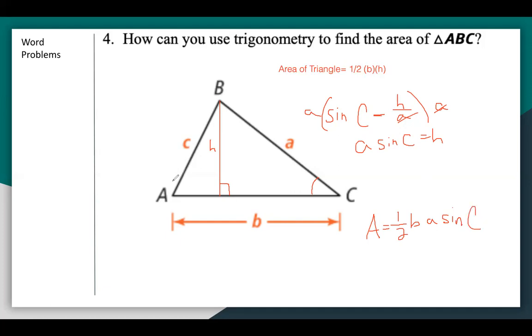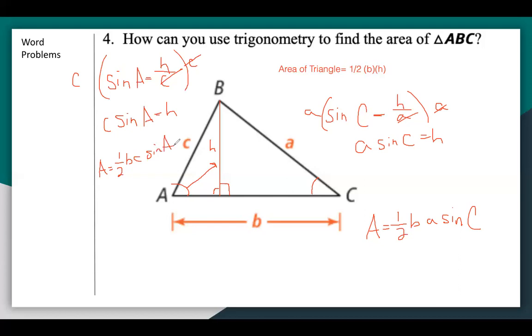Another way we could have thought about this is with reference to angle A. The sine of A is the opposite side, which is H, over the hypotenuse C. I would multiply both sides by C to solve for the height, and the height in this case would be C sine of A. So another equation I could have used is that the area is equal to 1/2 times the base times the height, where the height here is C sine of A.